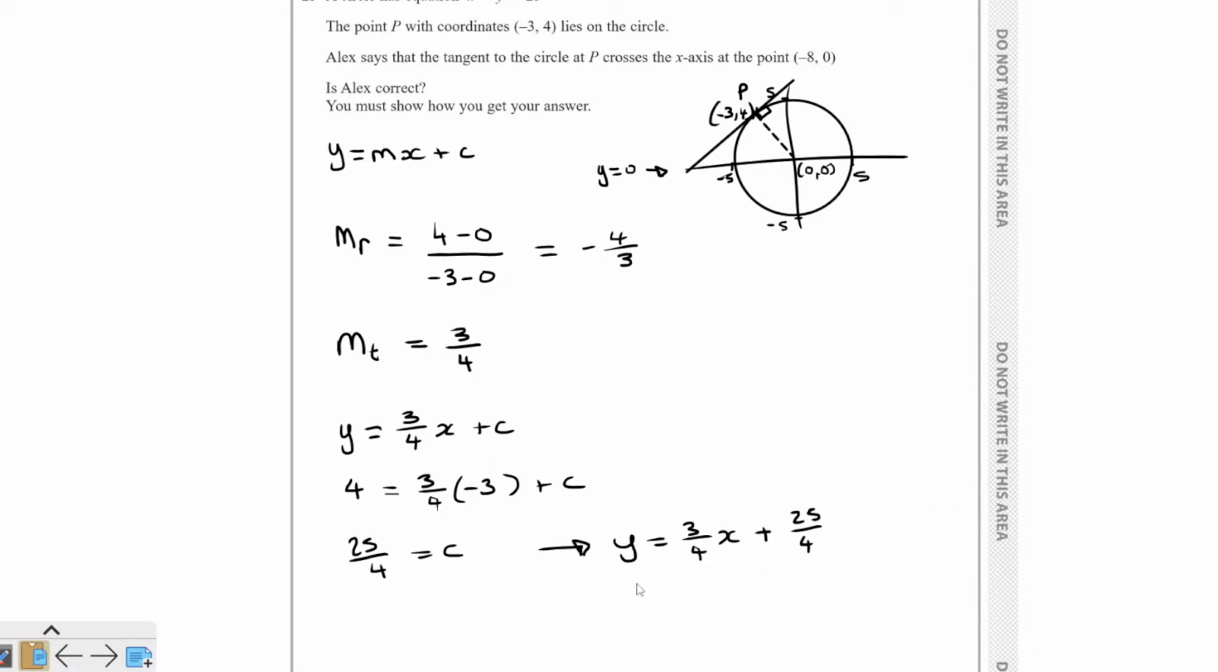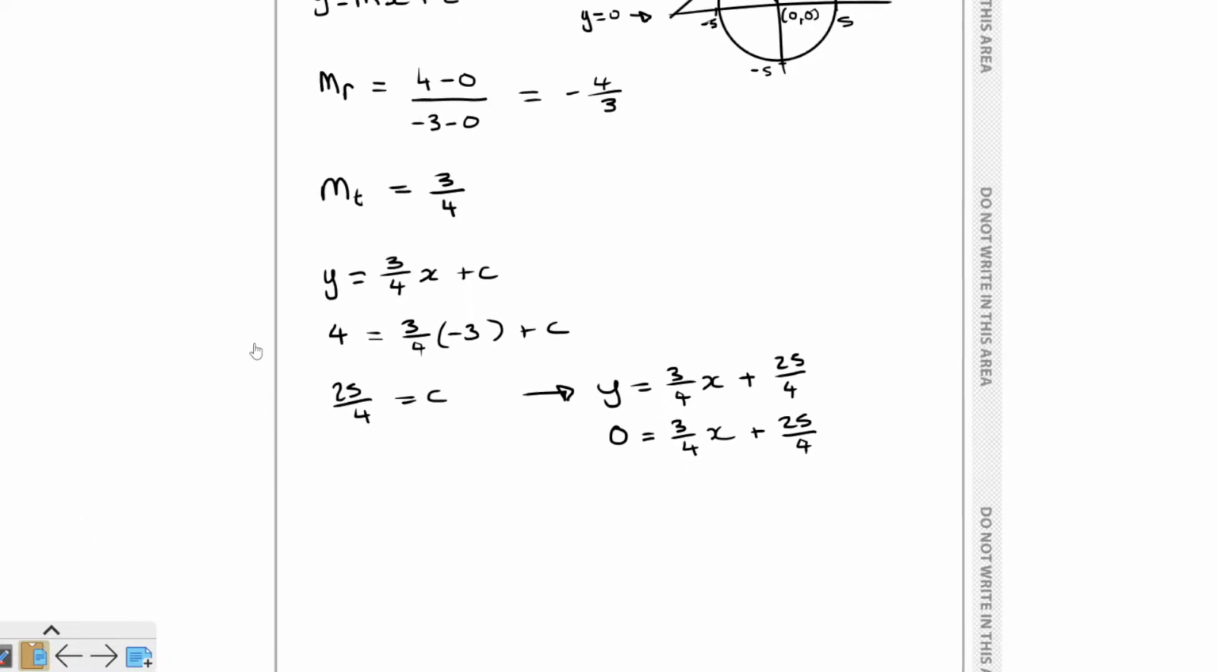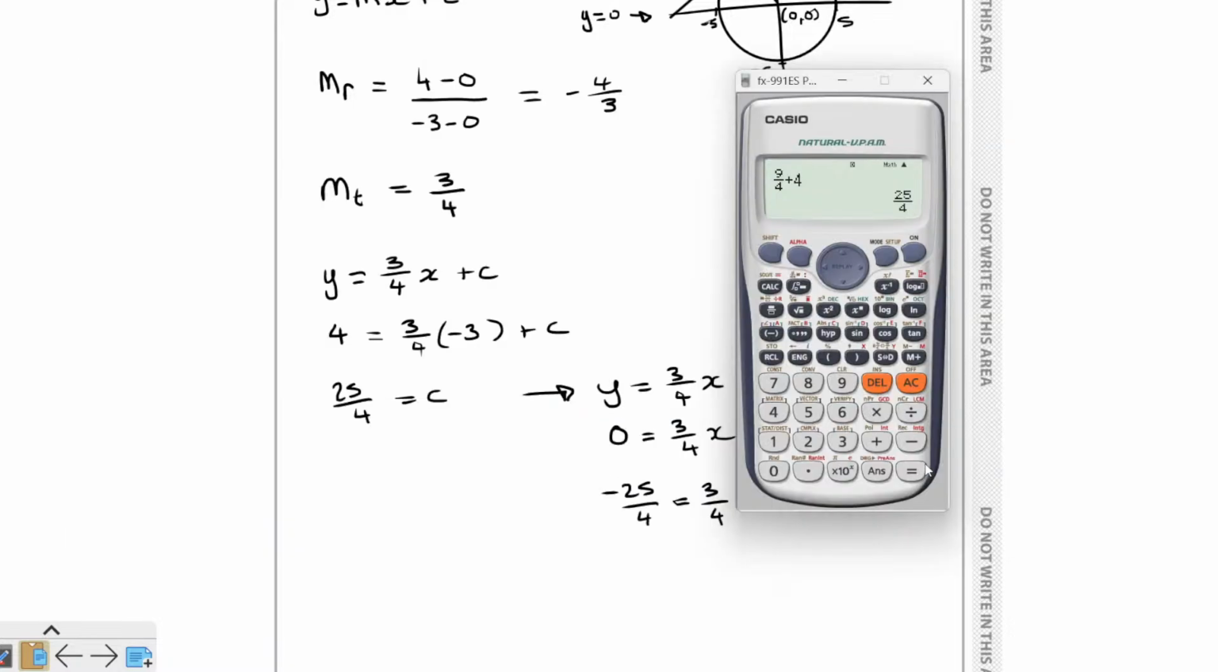So if you were to sub in 0 here, and now solve this equation for x, if we end up with 8 as our answer, we know that he's correct. If we end up with anything that's not 8, we know he's incorrect. So that's the last bit, just solve this equation here. I would move the 25 over 4 across, and then in my calculator I'm just going to divide negative 25 over 4 by 3/4.